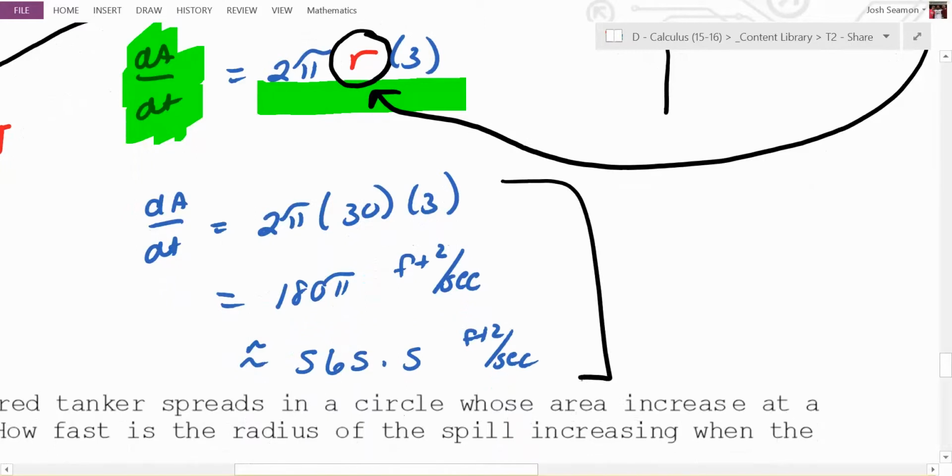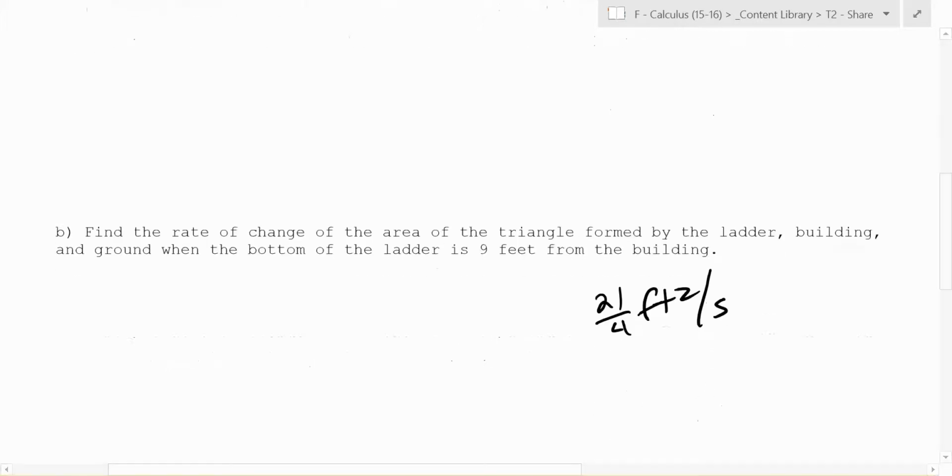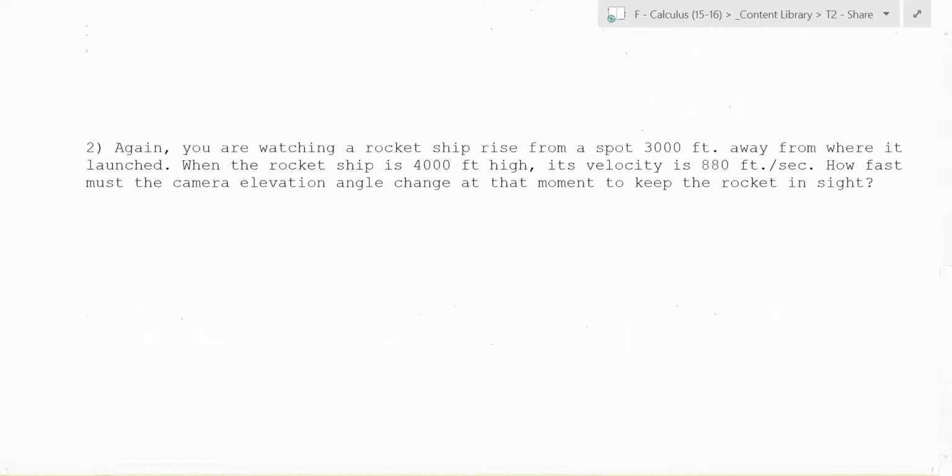Here it is. And so you can write it as feet per second. And this one was 21/4 feet squared per second. Does that make sense? You feel good about these? Okay. So what I'd like you to do is go to the board.